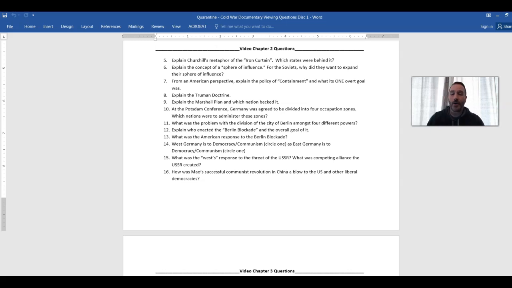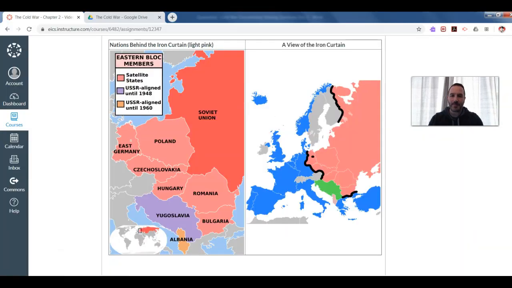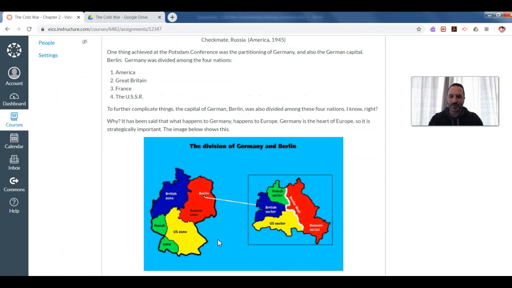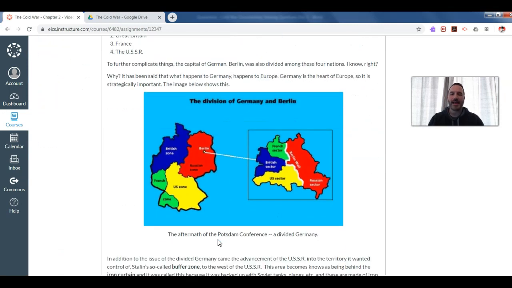Okay, now number 10. At the Potsdam Conference, Germany was agreed to be divided into 4 occupational zones. Which nations were to administer these zones? Let's just flip back to this here and scroll up. And it says the division of Germany and Berlin.